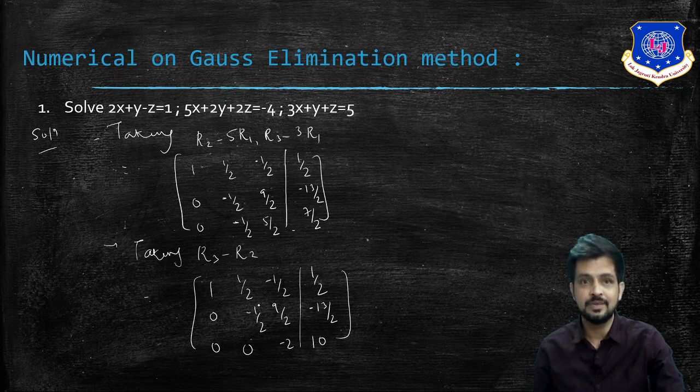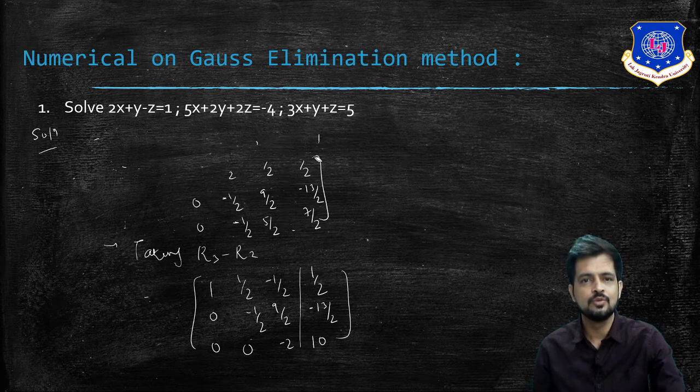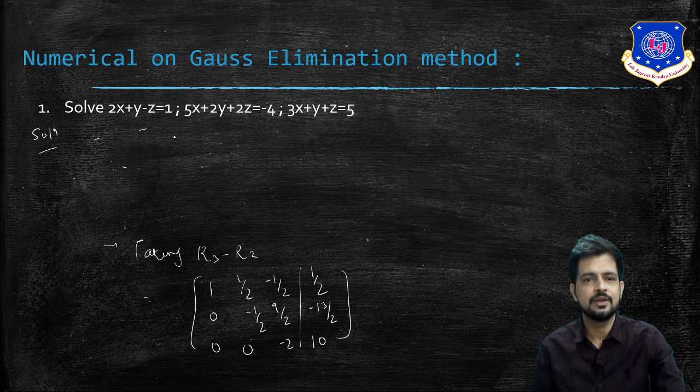Okay, now this has been converted into upper triangular form. See, you can see this is upper triangular form, and then at last we have to use back substitution. Okay, so by using back substitution, you will get the values of the unknown variables that are x, y, and z by making three different equations. Okay, so using back substitution, I can write minus 2z is equal to 10. So what will be my value of z? So z will be minus 5.